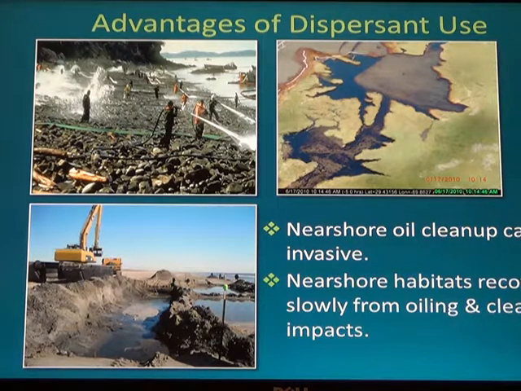So here's what we really want to try to prevent: that oil from coming ashore, where now we could try to clean it up, and where we can potentially have more impacts from the cleanup of those environments. So nearshore oil cleanup can be very invasive, especially when you're talking about sensitive environments like marshes. And those nearshore habitats recover very slowly from oiling and from those cleanup impacts as well.